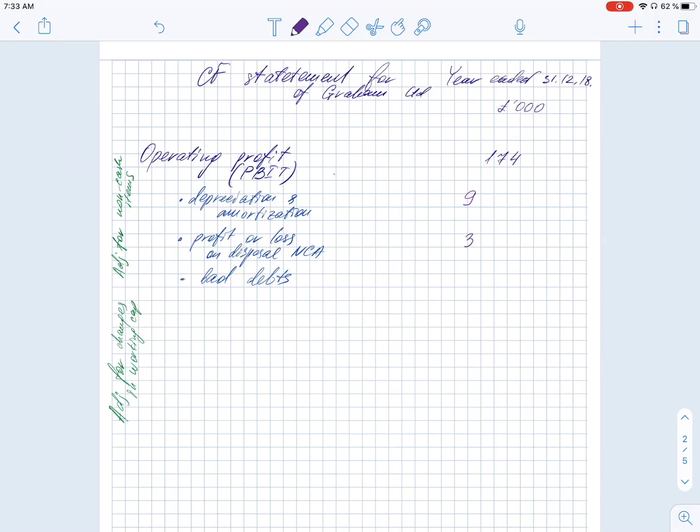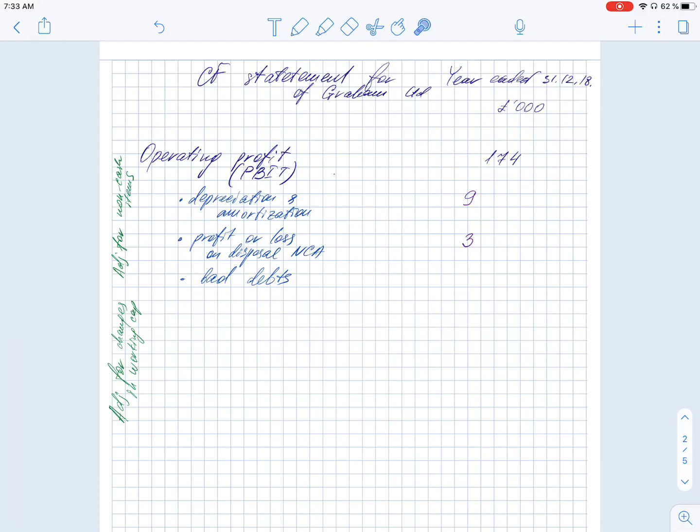It was deducted for the purposes of profit calculation in the income statement, and now we have to add it back in order to come closer to the cash movement in the company. So we have to calculate loss on disposal and add it back in order to eliminate that effect of non-cash expense.